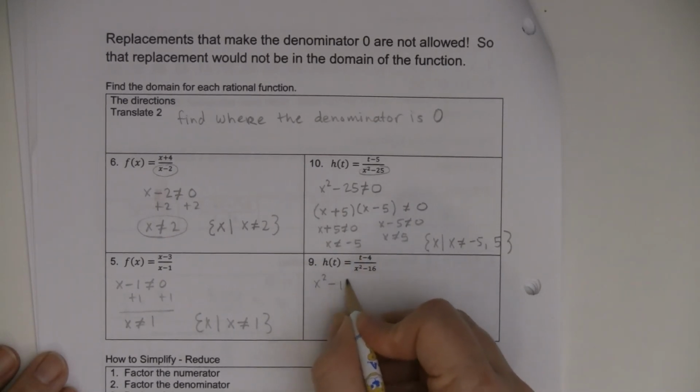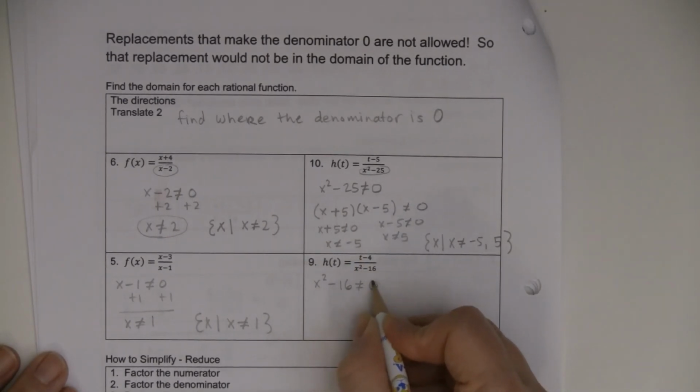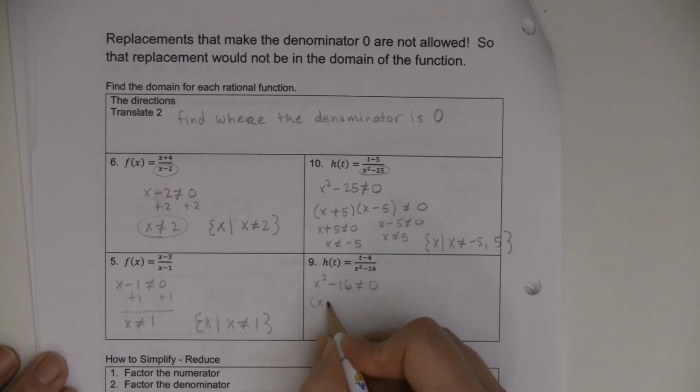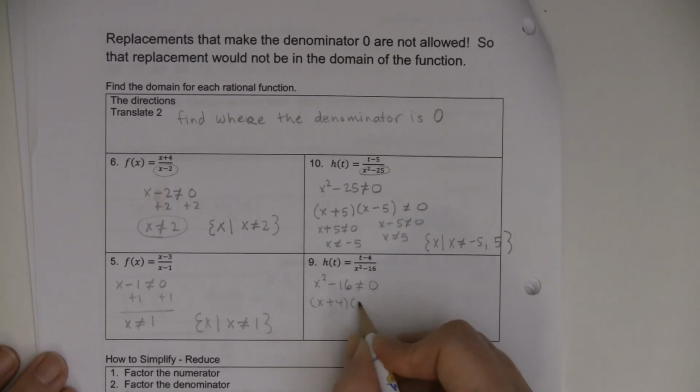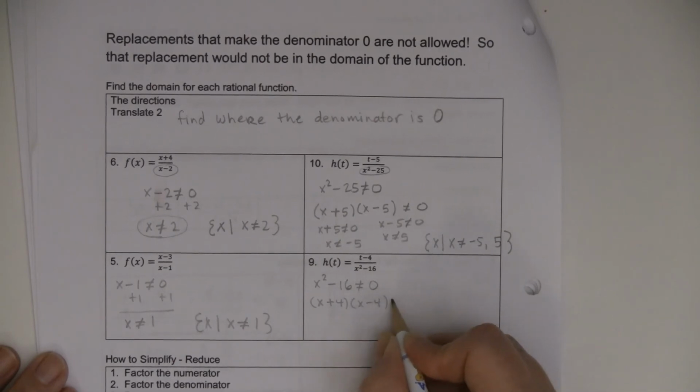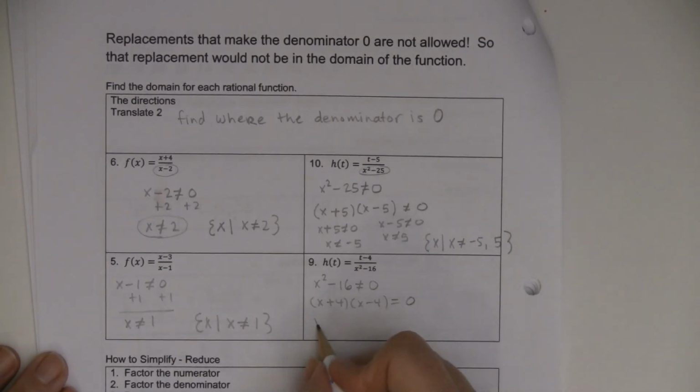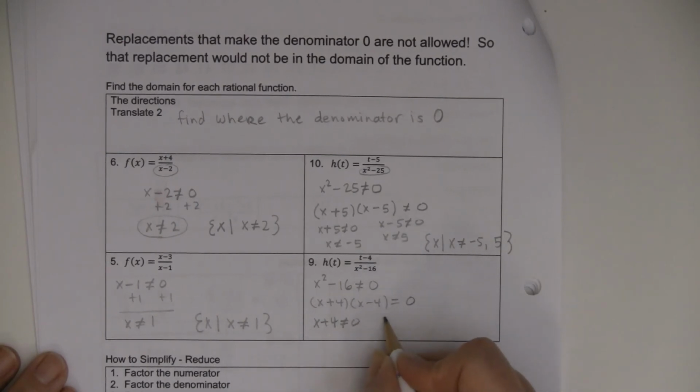x squared minus 16 is not 0. And factoring it, it's a difference of squares. x plus 4 times x minus 4 is not 0. So that x plus 4 is not 0, and x minus 4 is not 0. So that when we solve this out, we have x is not negative 4, and x is not 4.